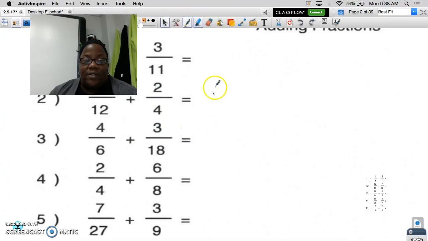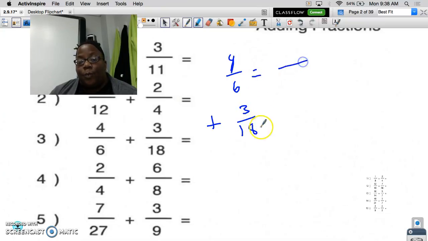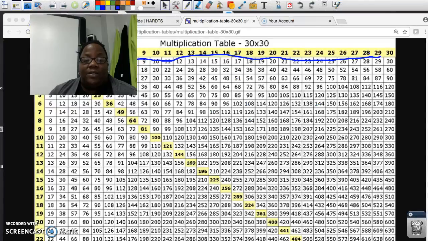First, write vertically, which would be 4, that's 4, don't y'all make fun of my handwriting, 6 plus 3, 18. Okay. Again, you can use the multiplication chart to figure out what is going to be the lowest common denominator for each number. What is the smallest number basically that will go into 6 and 18? Okay, let's take a look.